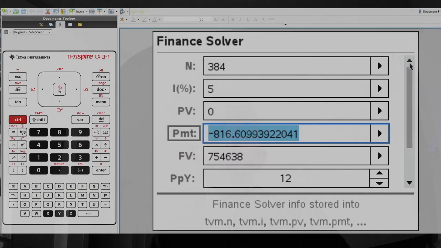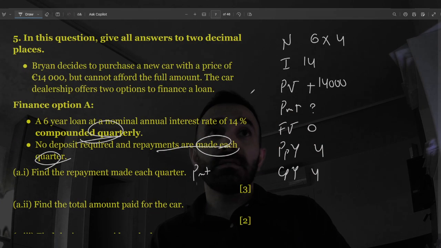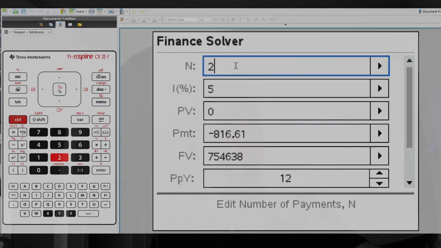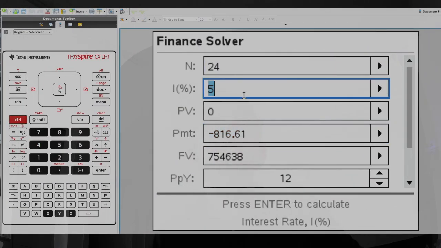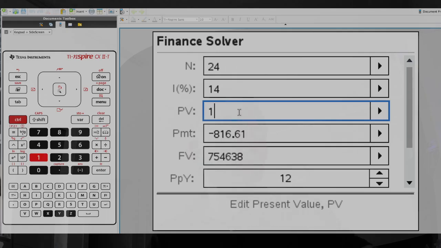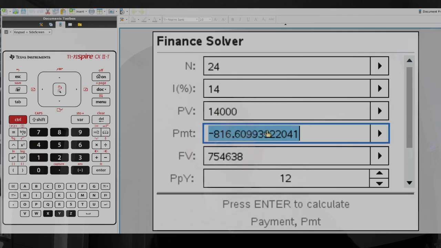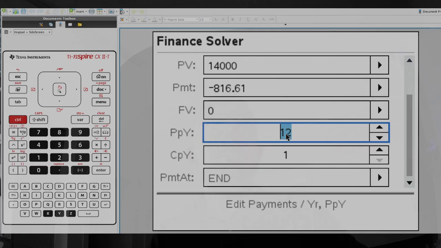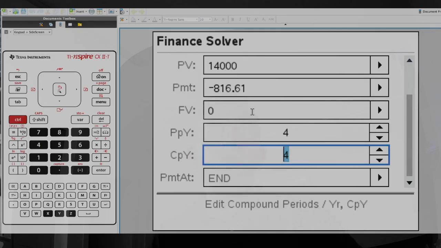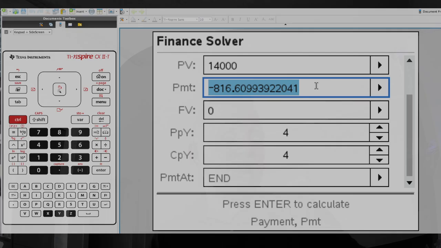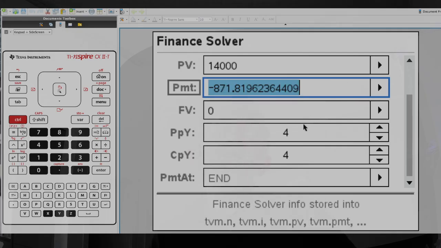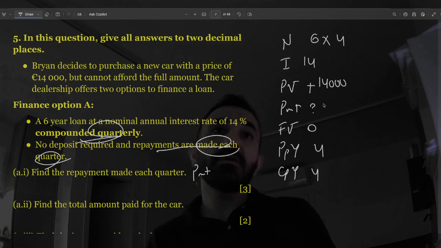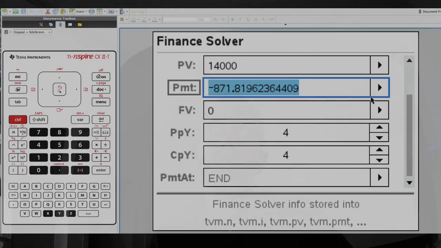Now 6 times 4, 24. N is 24. I is 14%. PV is plus $14,000. Future value is 0. This is 4, and this is also 4. Now payments: minus 871.82.